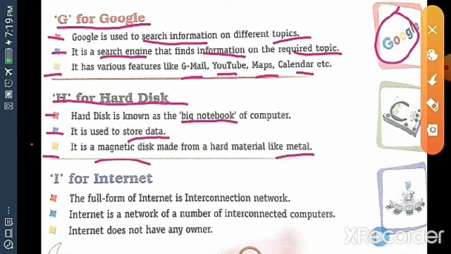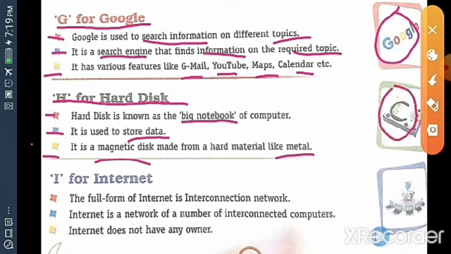Okay, now what is hard disk? A hard disk is a spindle of magnetic disks called platters that records and stores information. The hard disk is housed inside the hard drive, which reads and writes data to the disk. See, this is hard disk.